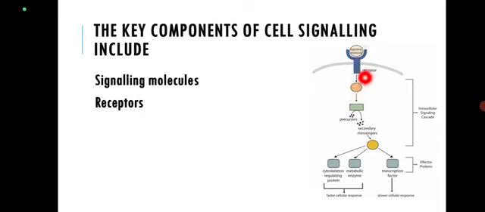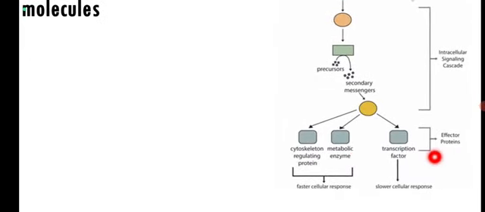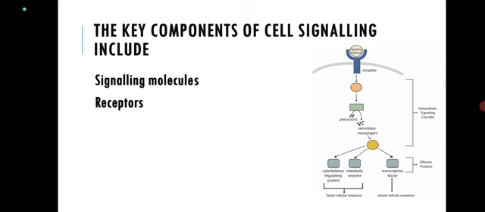Because of that, some changes will happen, and different molecules will be produced inside the cell. Because of that, primary messengers and secondary messengers will be produced. These primary and secondary messengers will, in turn, produce some cytological changes inside the cell. Those changes might be the activation of cytoskeleton regulating proteins, or metabolic enzymes, or transcription factors that will produce some changes. What are all the changes? Faster cellular response or slower cellular response, right? So this is the process of cell signaling that is happening inside the cell.